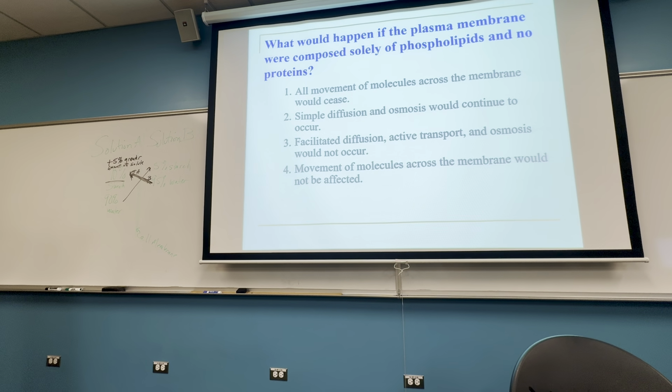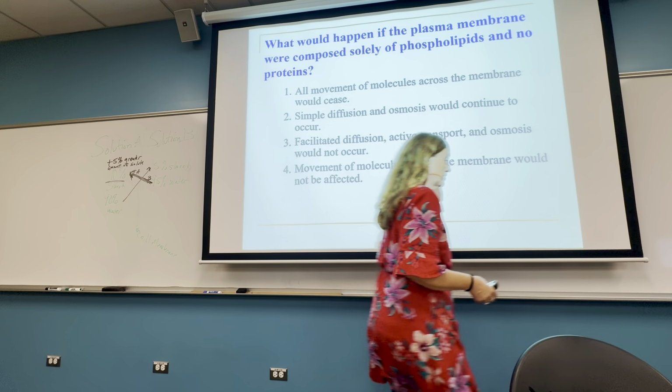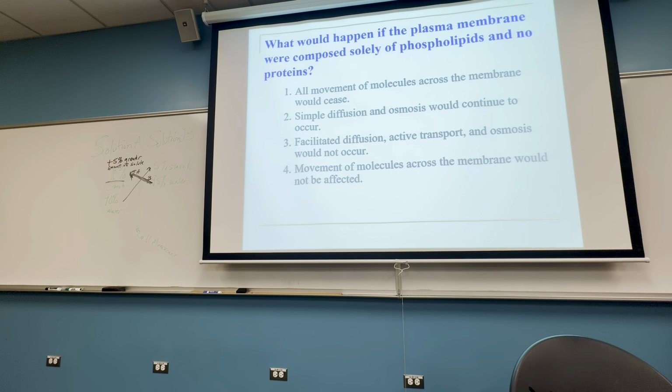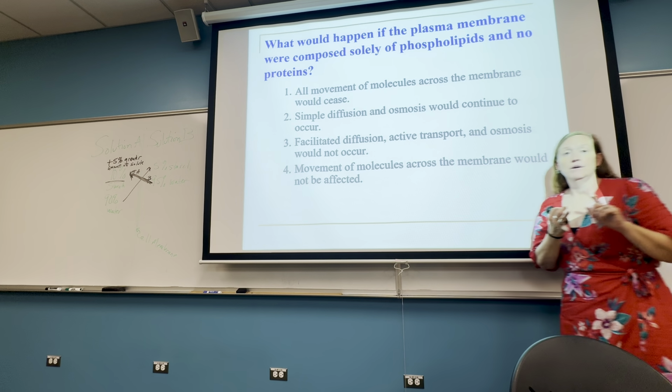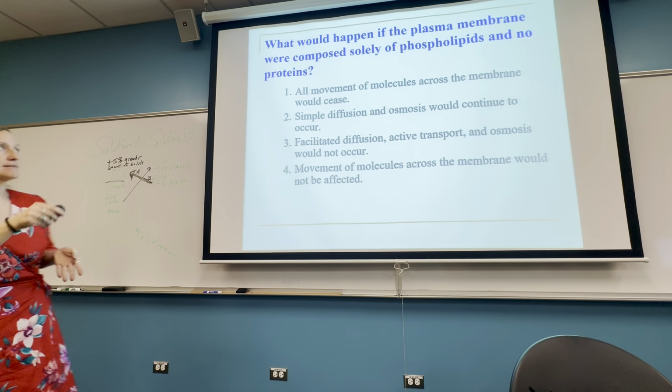So what would happen if the plasma membrane were composed solely of phospholipids and no proteins? You've got to really think about this. Would all movement of molecules across the membrane stop? Are there molecules and compounds that can get through the phospholipid bilayer without the assistance of proteins? Yeah, right? So this is not true, because we said water, oxygen, carbon monoxide, small ions can slip through. So that is not true.